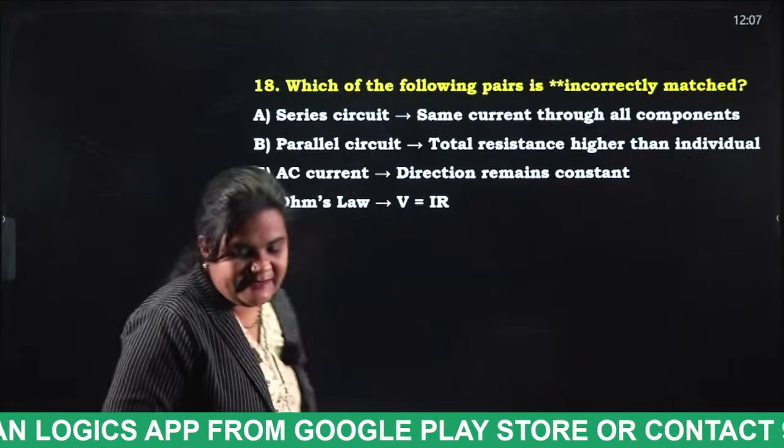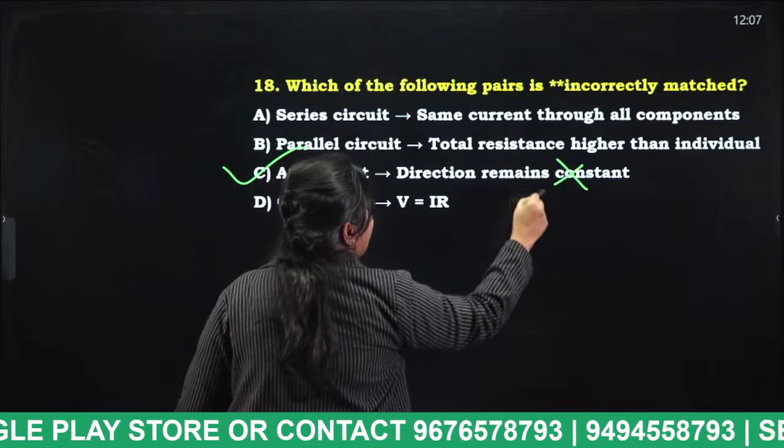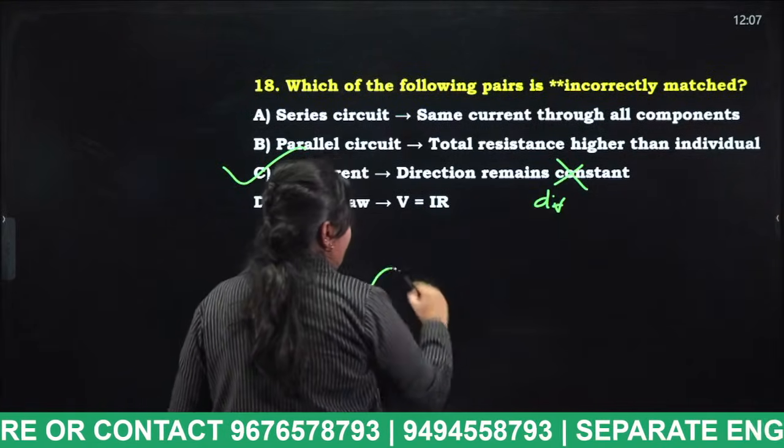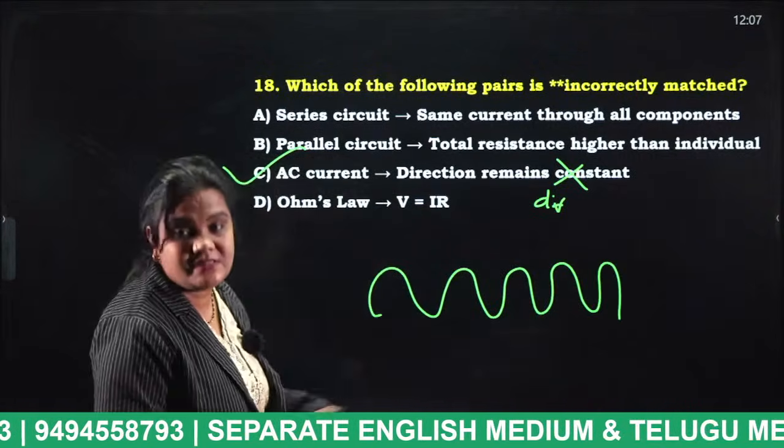Very good. AC current. Why? Because in AC current, the direction remains different. Okay, in AC current, at each and every point the direction differs.